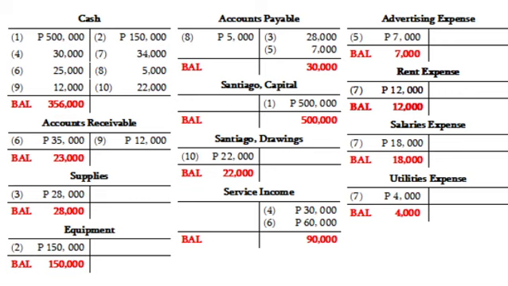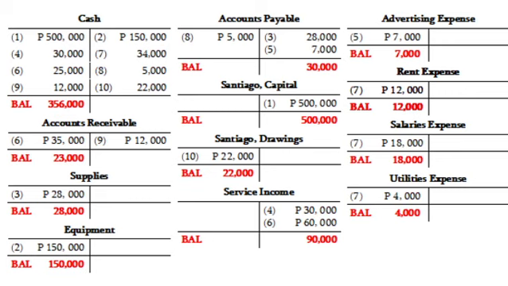For cash, we have 356,000. For accounts receivable, we have 23. Supplies, we have 28. Equipment, 150. And so on. So, kung nag-take note kayo habang nanonood ng ating video, masusundan niyo ang ating example.